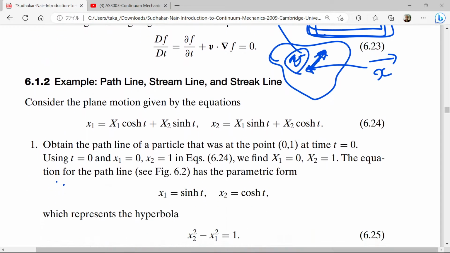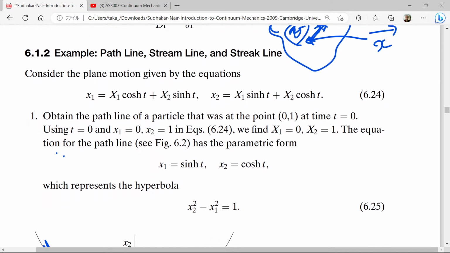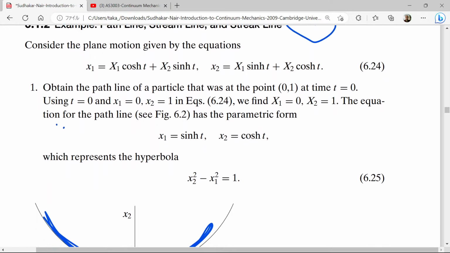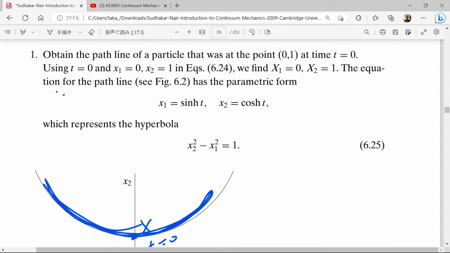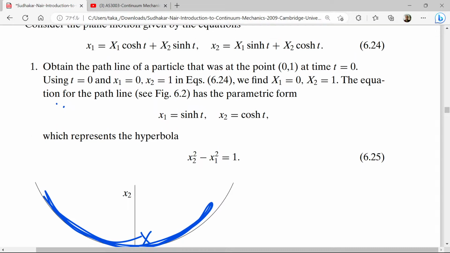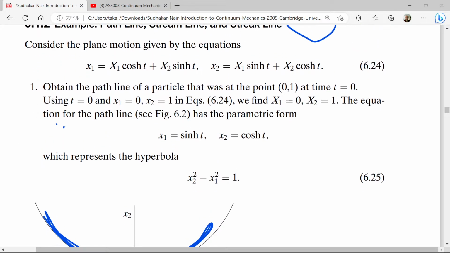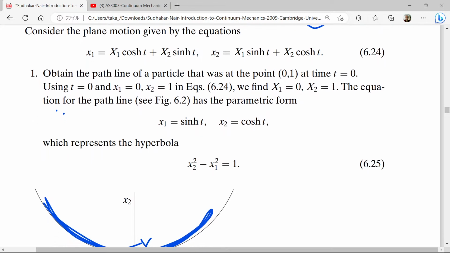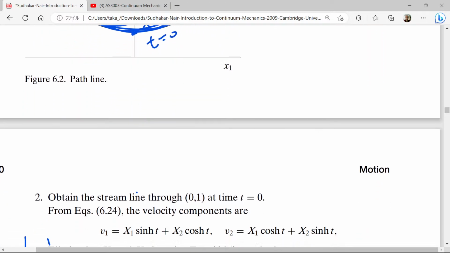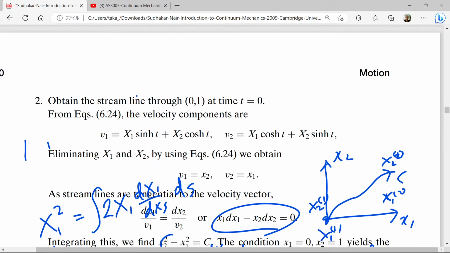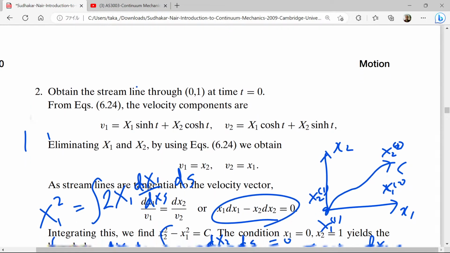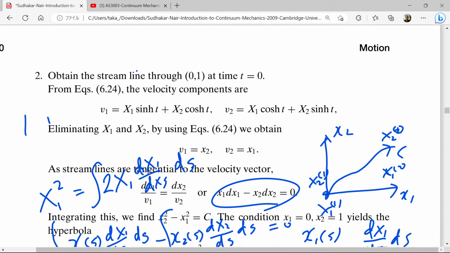Then we have an example, right? Example. So then we have a hyperbola as a path line. Path line is a hyperbola, right? Then the next one is the streamline. Yeah, I think we consider the streamline.